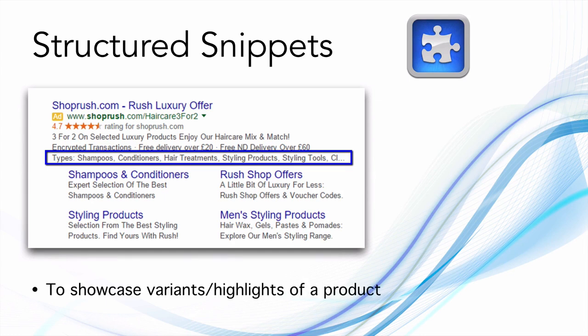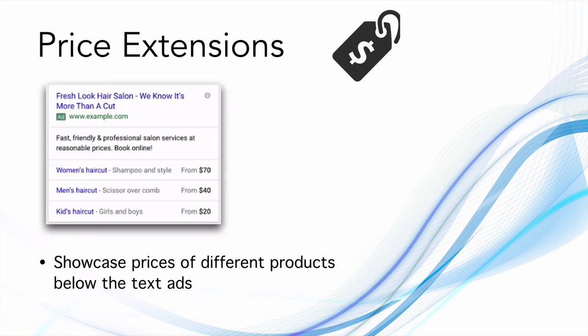So this is basically to showcase variants or highlights of a product. So if you have multiple product categories, you can include it here. Price extensions are basically the last type of extensions that we are going to discuss. This mostly shows up on mobile text ads. So here you can list different types of products and different prices relevant to these products. This is not available for desktop as of now.